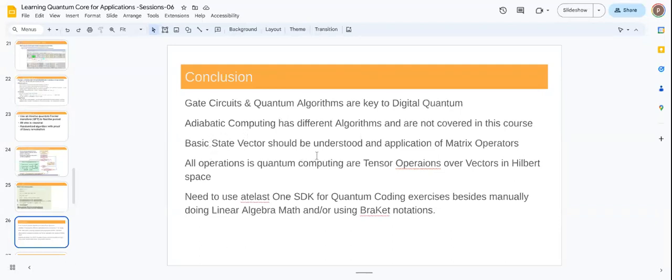And the basic vector, we have the ket vector, we saw the ket0, ket1, we also saw the matrix operations, and then all operations in quantum or tensor operations. You have to remember that.